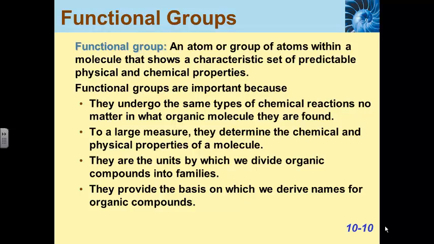To define that, it's known as an atom or group of atoms within a molecule that show a characteristic set of predictable physical and chemical properties. It's the functional group of the organic molecule that undergoes the types of chemical reactions that we're able to study and predict. So although organic compounds can undergo a wide variety of chemical reactions, only certain portions of their structures undergo that chemical transformation. That specific region that undergoes that predictable reaction is known as its functional group.